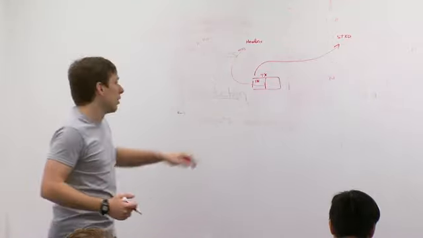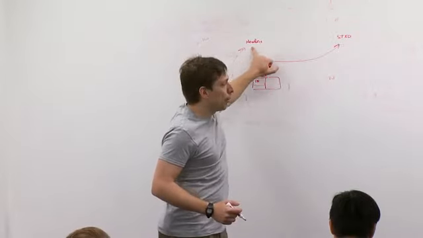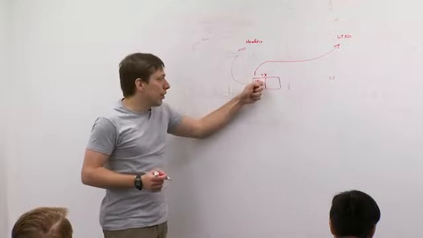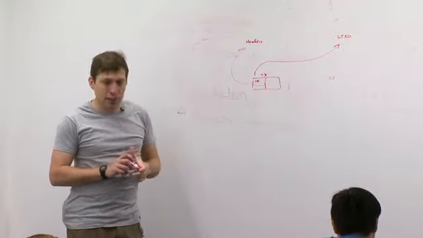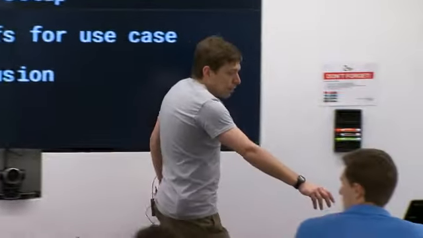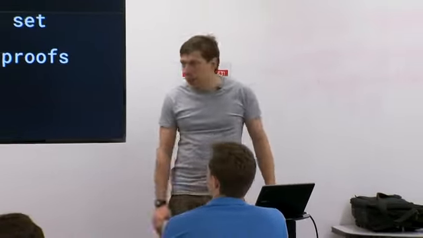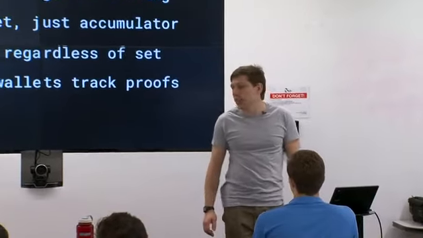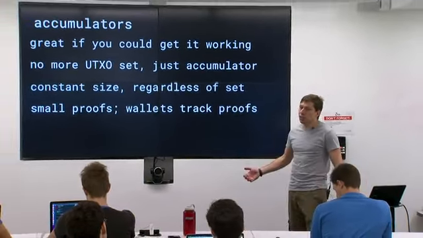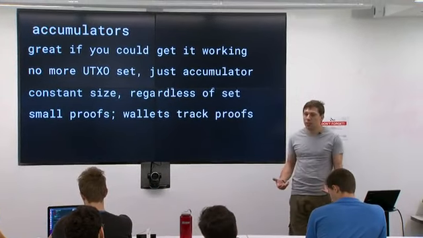So now you can accept that, oh, okay, he gave me an SPV proof. He gave me a non-inclusion proof for the STXO set. So I know this transaction input still exists and can be spent. So what this would do, if you get it working, is you don't need to store the UTXO set anymore. You just store the accumulator. And then everyone provides proofs that, hey, I've got these coins.